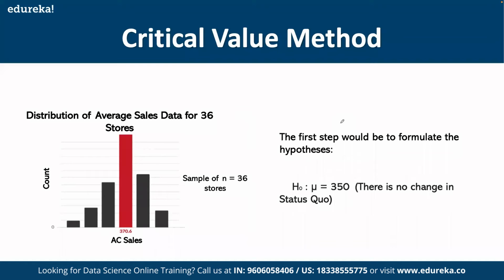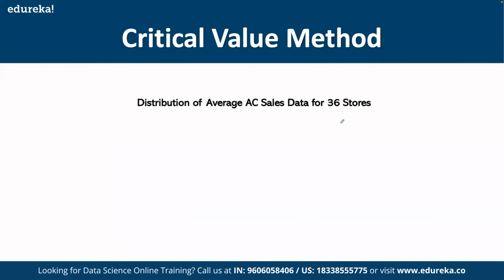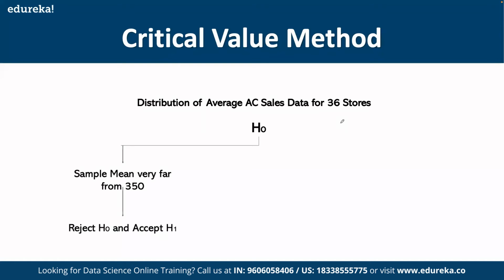The null hypothesis is 350, which means that there is no change in the status quo. And the alternate hypothesis says that the average is not equal to 350. Once we define the hypothesis, we are going to select the sample. In this scenario, we'll look into the sample of 36 stores. The sample mean can vary very far from 350. If I've got a sample mean which is very far from the assumed mean, then we are going to reject the null hypothesis and accept the alternate hypothesis.